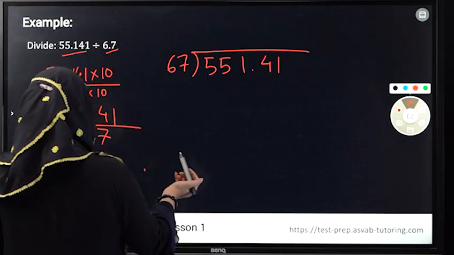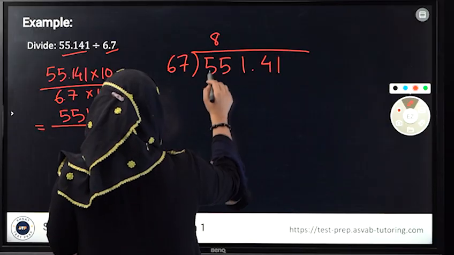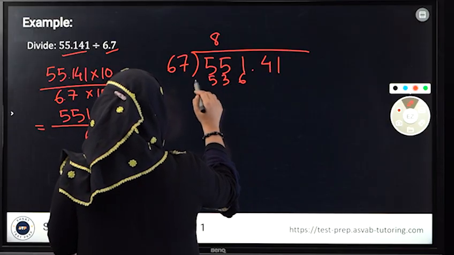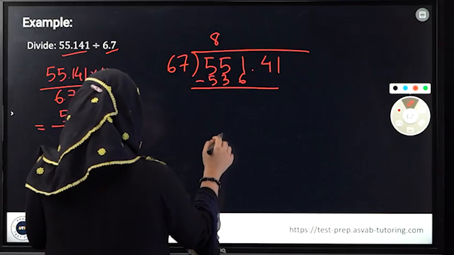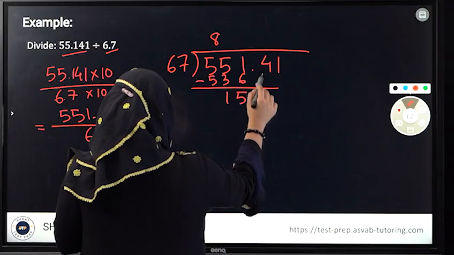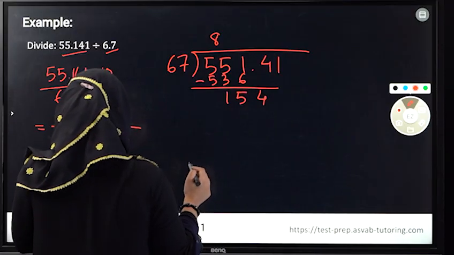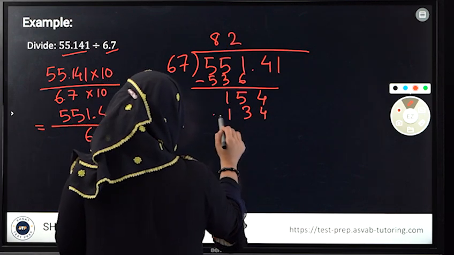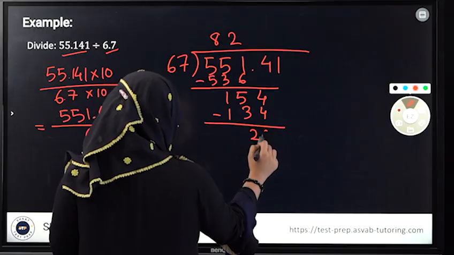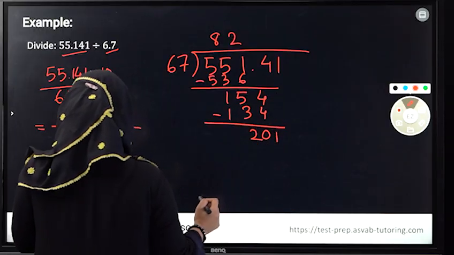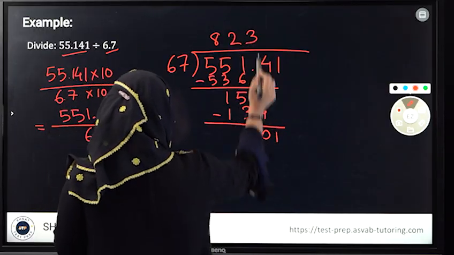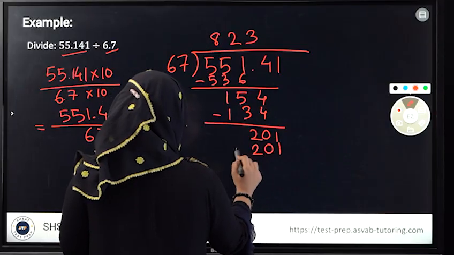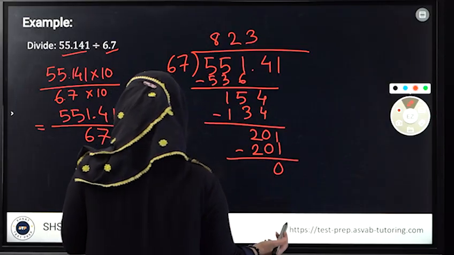So if we do it a little bit faster now, because we are already done explaining how to divide, 67 times 8 is actually 536. If you subtract that from that, it's going to be 15. Now the 4 is going to come down. 67 times 2 is 134. If you subtract that from that, that gives me 20. The 1 comes down. And then 67 times 3 is 201. That gives me a remainder of 0.